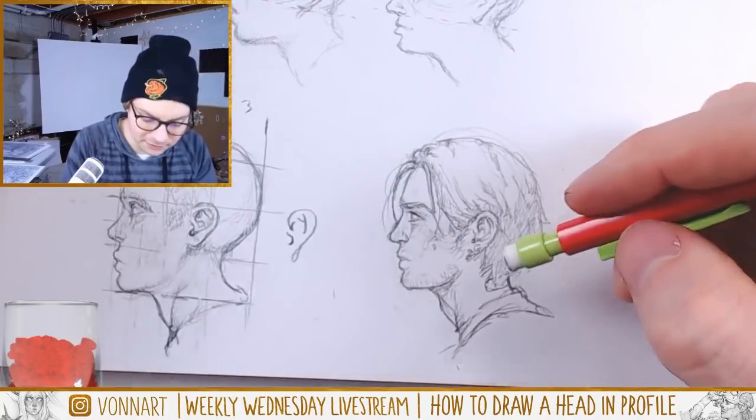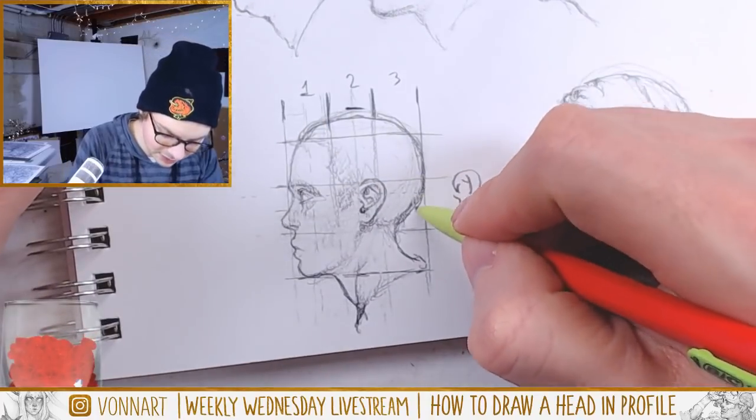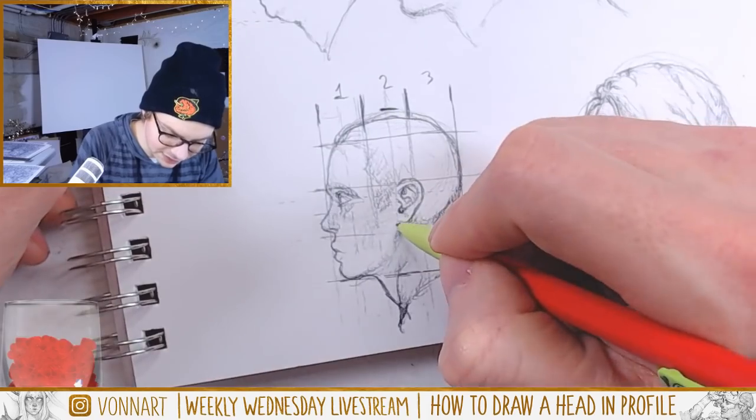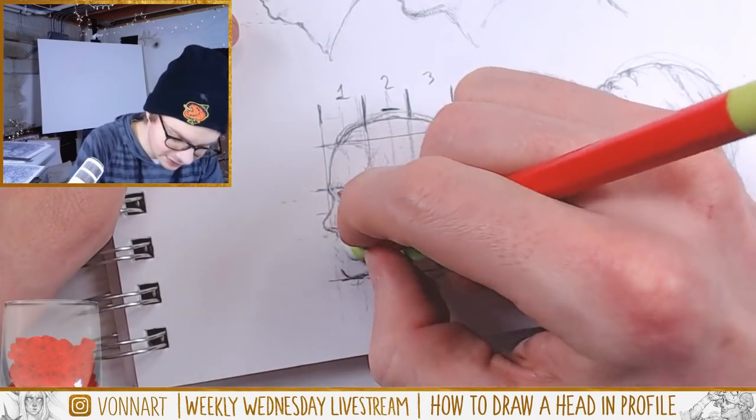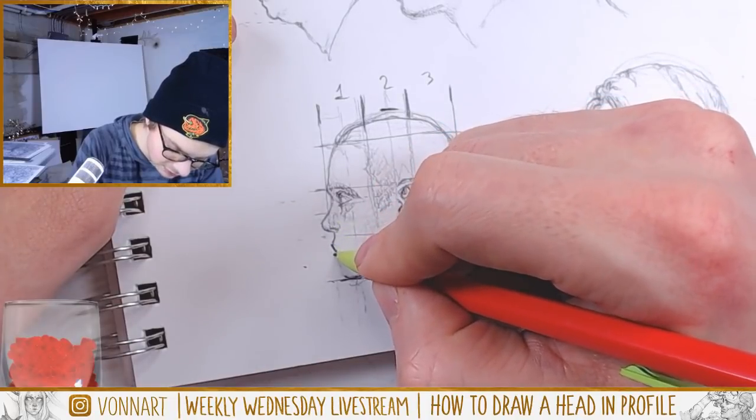But then having a reference, even if it's ones that you created that feels more in proportion, can help you then adjust something that doesn't feel as in proportion. And like here, the mouth definitely feels too long.